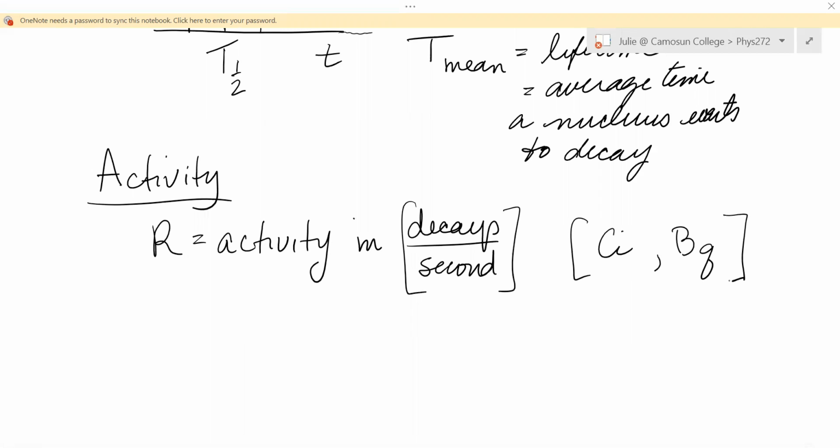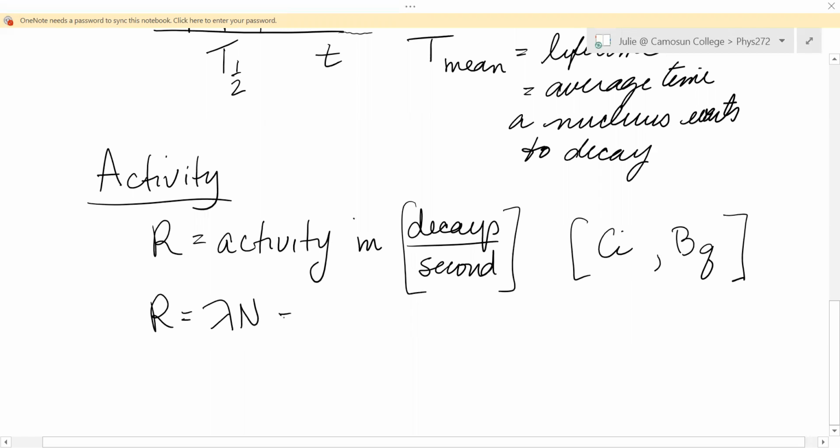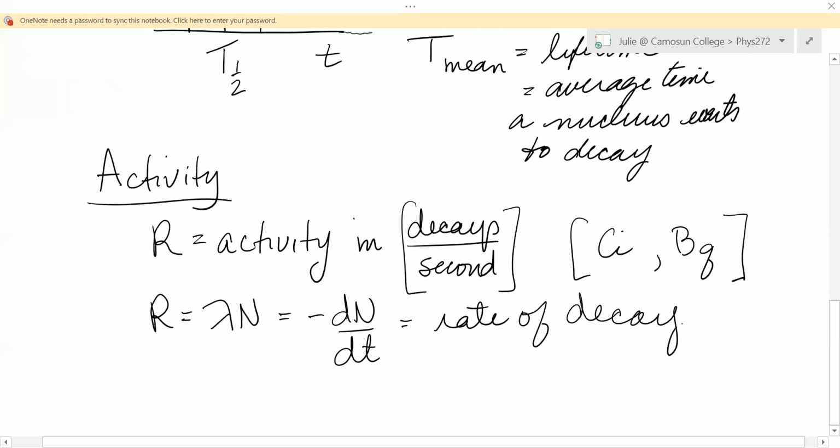The relationship between activity and N is that R is equal to lambda N. It's also equal to negative dN/dt. So it's called the rate of decay. That's what activity is. It's how many per second.